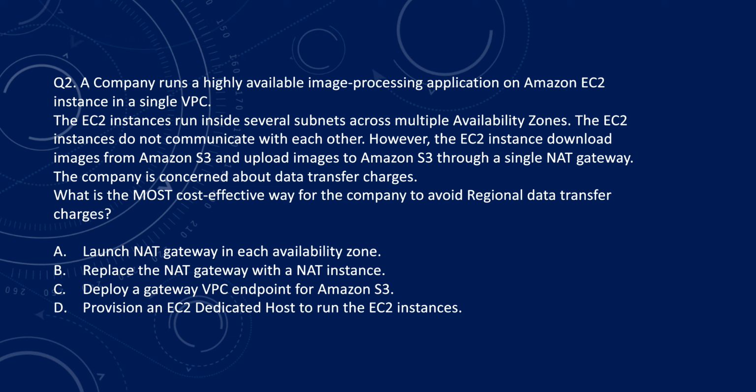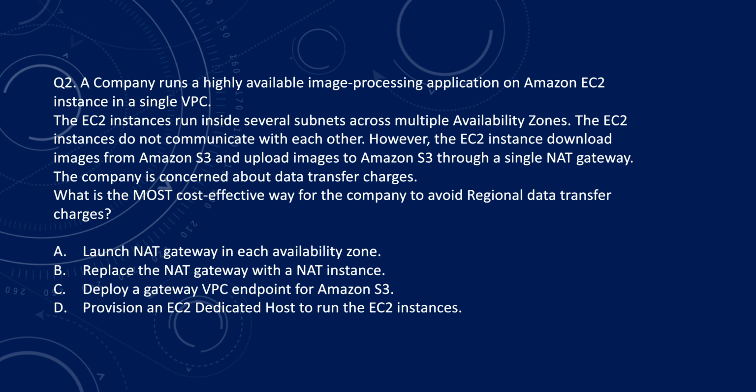So we have options. Option A, launch a NAT gateway in each availability zone. Option B, replace the NAT gateway with a NAT instance. Option C, deploy a gateway VPC endpoint for Amazon S3. And option D, provision an EC2 dedicated host to run the EC2 instances.